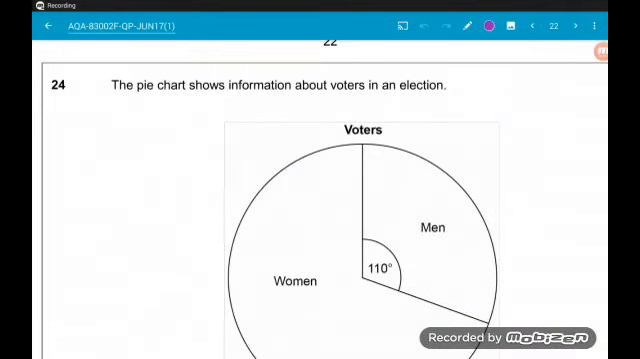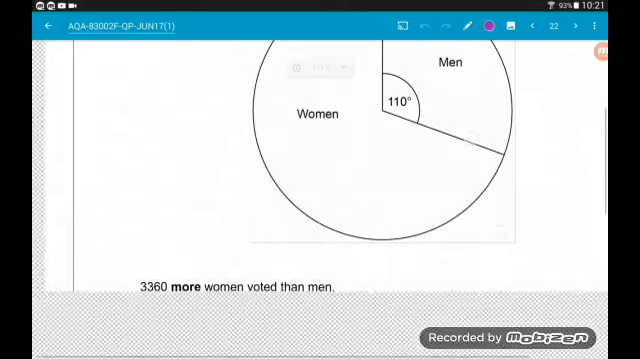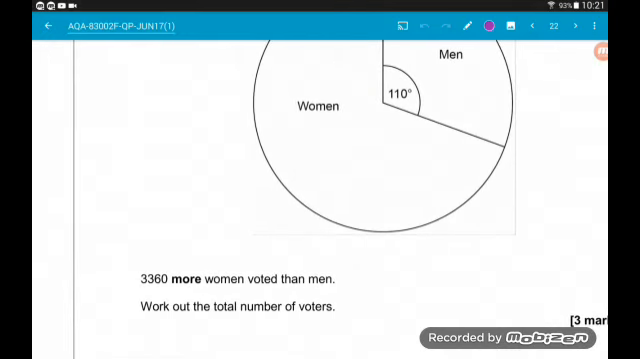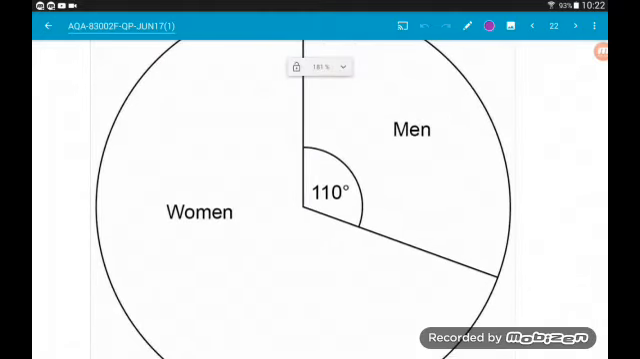Okay, question 24. So the pie chart shows information about voters in an election. So you've got this lovely pie chart here. And we're told 3,360 more women voted than men. We want to work out the total number of voters. So, probably quite a tricky one. If we zoom in, the men have an angle of 110 degrees. Remember, angles around a point add up to 360. So the first thing we can do here is work out the angle for the women.